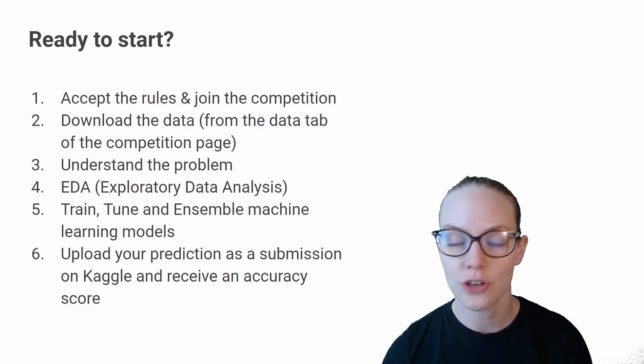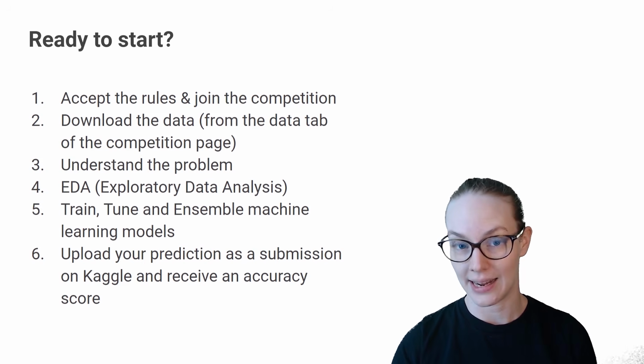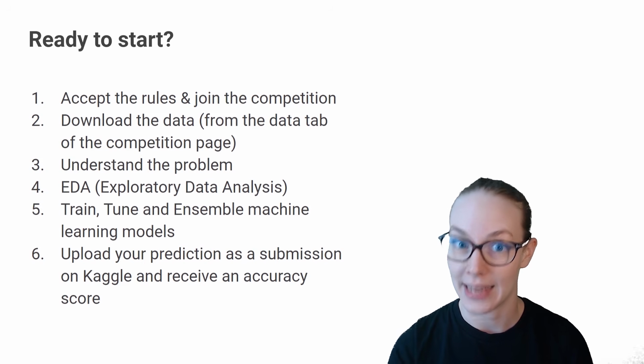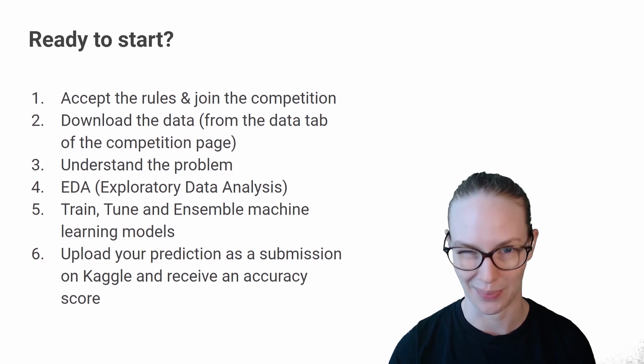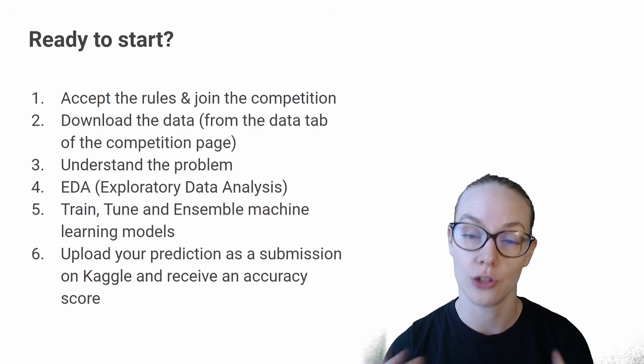So how do you start? The first thing you need to do is accept the rules and join the competition. From there, you need to get the data. So the data is going to be under the data tab on the competition page, which is the same place you went to join the competition in the first place. And it's going to be broken into 2 files.